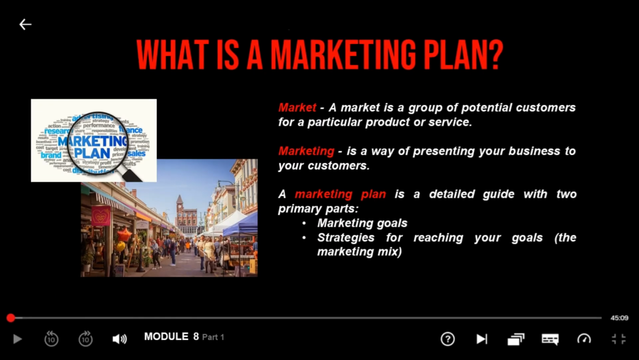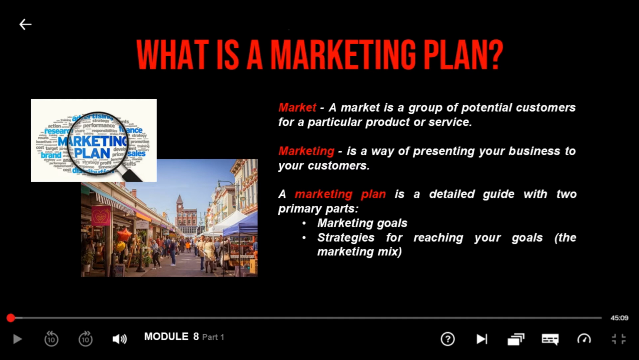So for Module 8.1, it's about developing your marketing mix. What is a marketing plan? A market is a group of potential customers for a particular product or service. This is the setting or area wherein the potential customers gather to buy the product or service they're interested in. So, in the market, the marketing occurs.